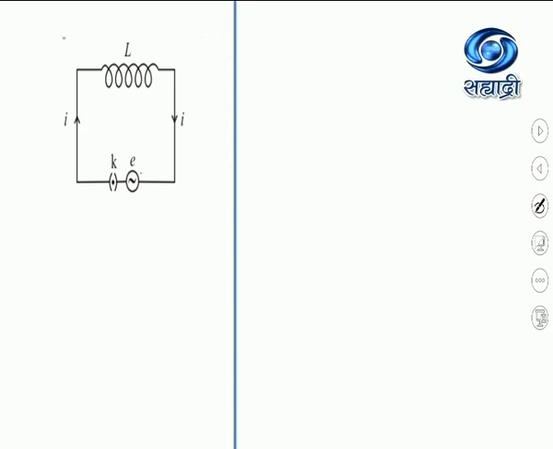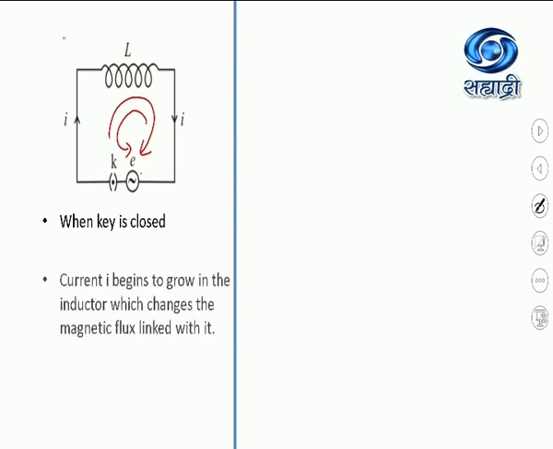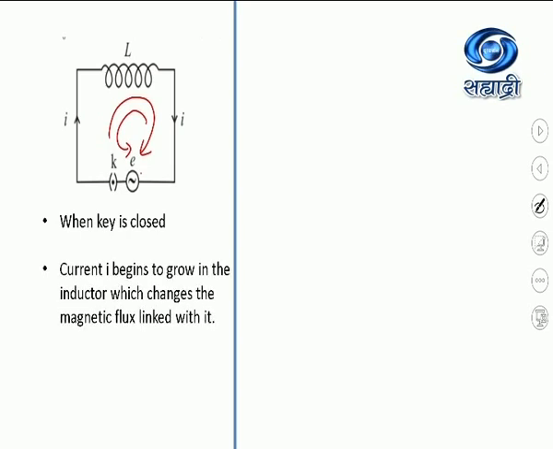And the source of alternating EMF is connected across the inductor. In one half cycle of AC, current will flow in one direction. In the next half cycle of AC, current will flow in the opposite direction. When the key is closed, current I begins to grow in the inductor, which changes the magnetic flux linked with it. So when the current increases, the magnetic flux linked with the coil will also increase, and that is how there is always a change in the magnetic flux associated with the coil, which produces an EMF in the coil.